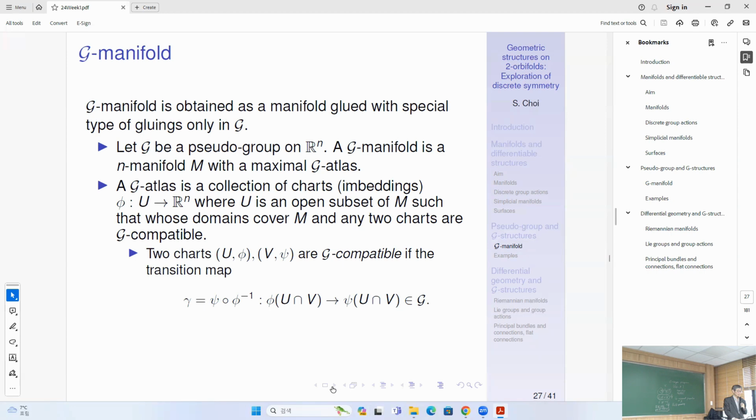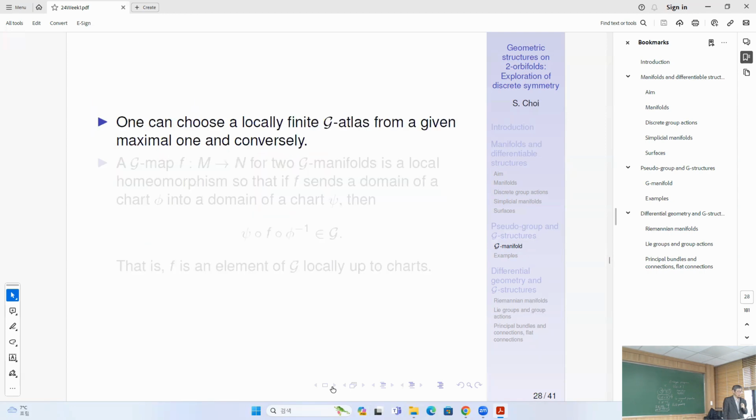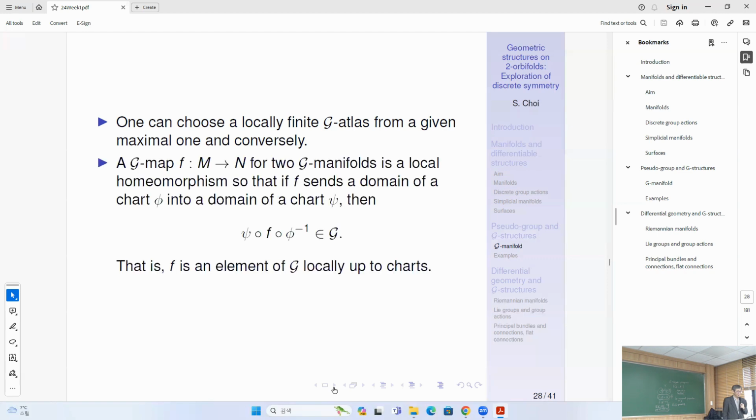So that's the problem. You can always choose a locally finite G atlas from a given maximal one, and conversely. Given a locally finite G atlas, you can also get the maximal one by just adding all the compatible ones. That's all you have to do to get a maximal one.